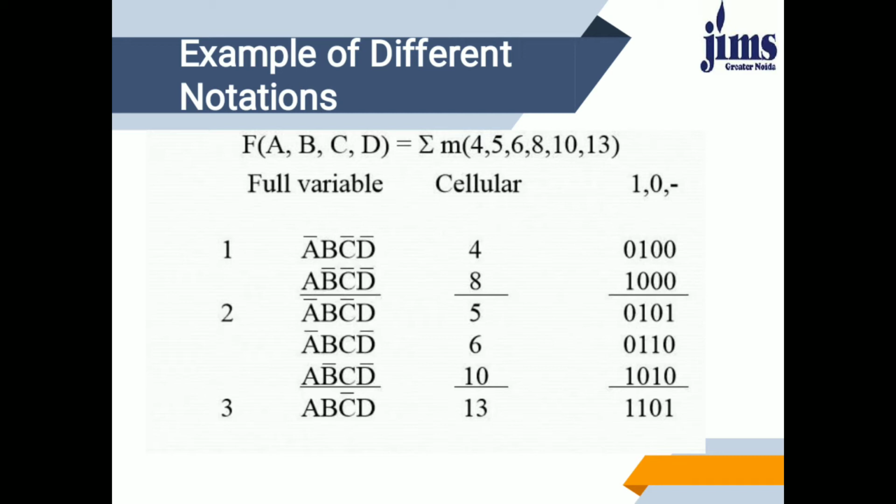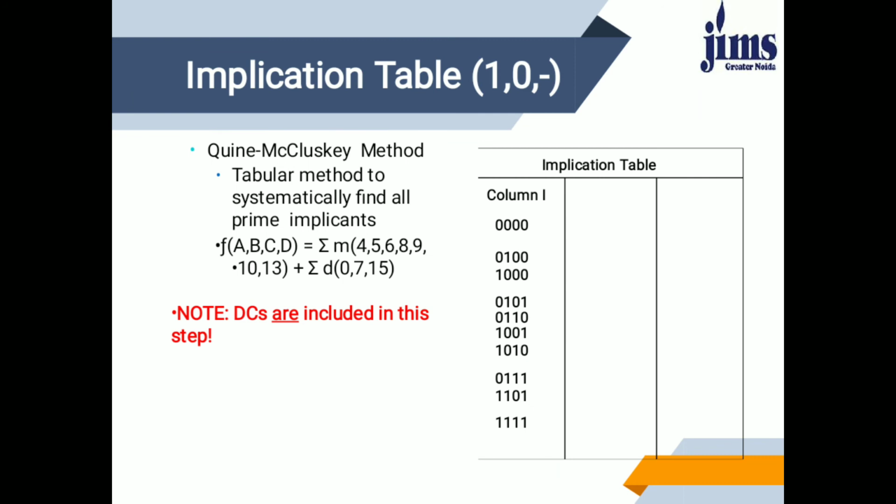Now these groups can be represented by their equivalent literals, their equivalent Boolean functions. 4 will be written as A bar B C bar D bar. Similarly 6 can be represented by A bar B C D bar. Now this, actually this is the first step, the basic step, to segregate according to the number of ones. Now we will follow 2 steps: first to make the implication table, second to make the cover table.